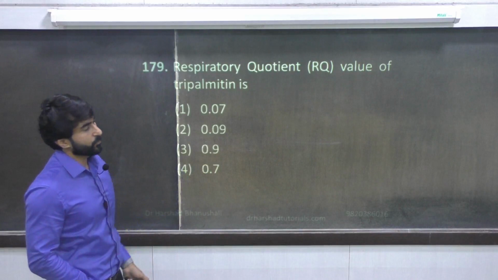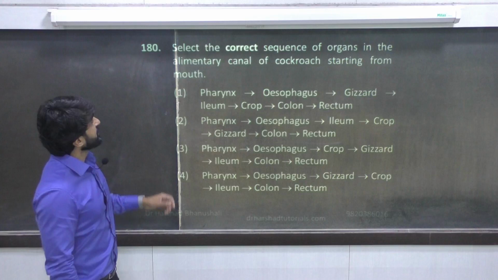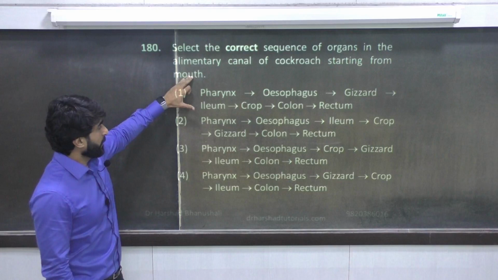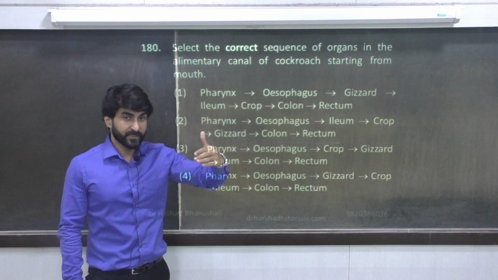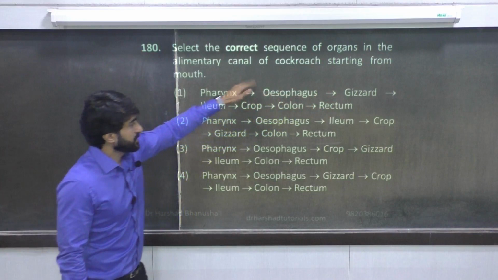And the last final question is on the cockroach digestive system. Select the correct sequence of organs in the alimentary canal of cockroach starting from mouth. Now, if you know the sequence, you will have the pharynx, the esophagus, the crop, and then from the crop you get the gizzard. So after crop is gizzard. In this option, gizzard is given first, so it is ruled out. In this, ileum is given before crop, ruled out.